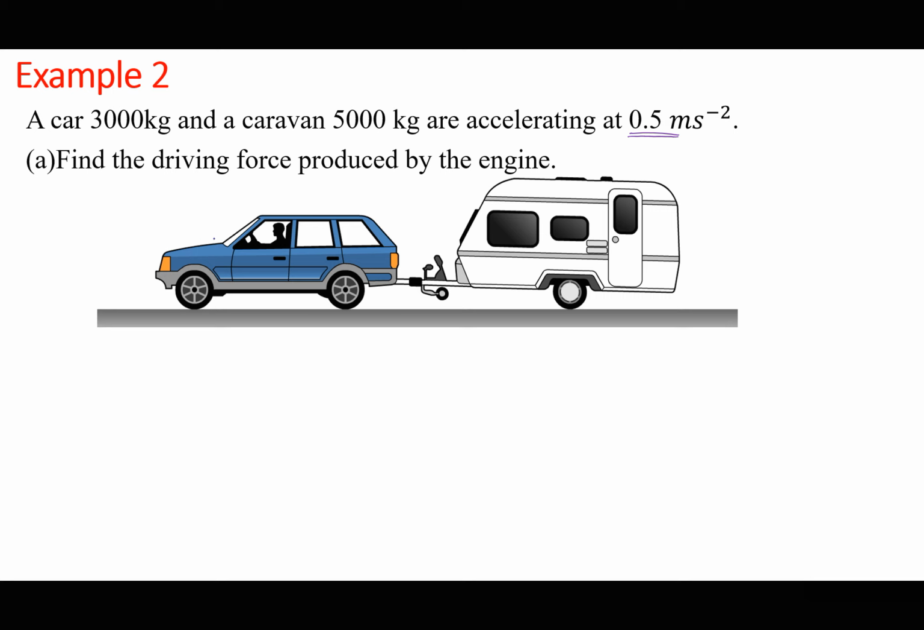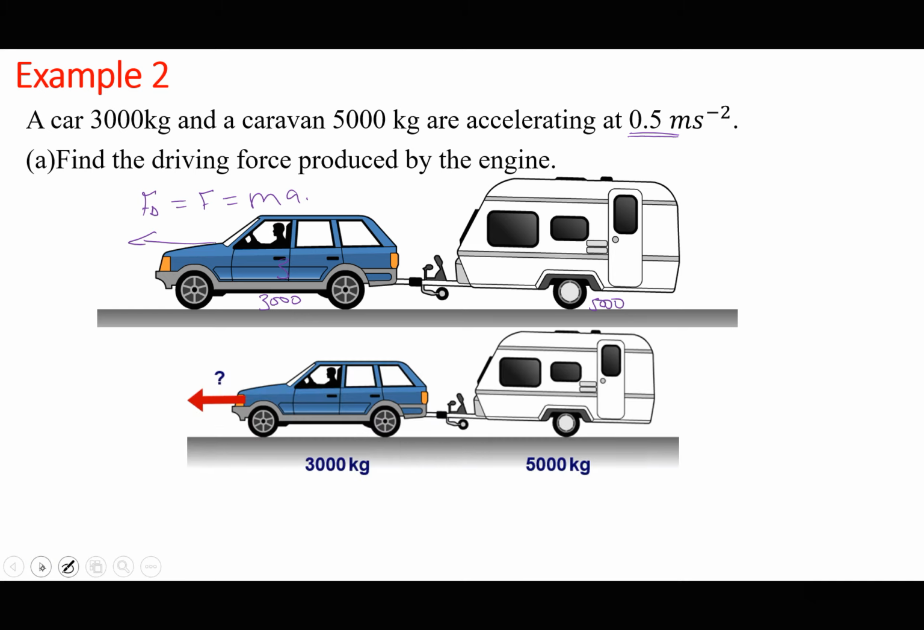The driving force produced by the engine, I'll call that FD. If there is no friction, then the driving force is going to be the resultant force, which is mass times acceleration. This one is 3,000, the other one is 5,000, so the total mass is 8,000. So the driving force will be the total mass times the acceleration.